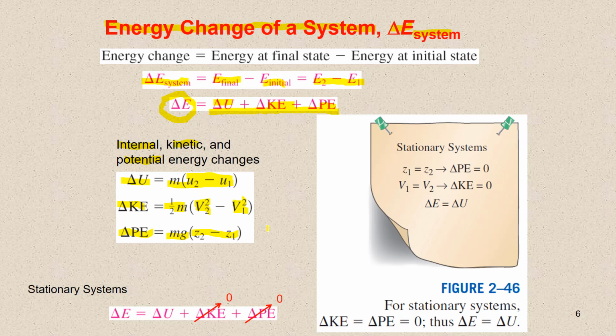And most systems encountered in practice are stationary, that is, they do not involve any changes in their velocity or elevation during a process. So as a result, you will notice that in stationary systems, the delta capital E would be equal to delta capital U, which is the change in total internal energy.